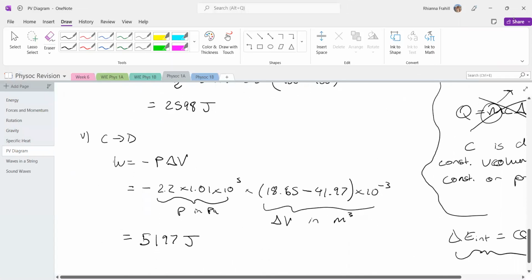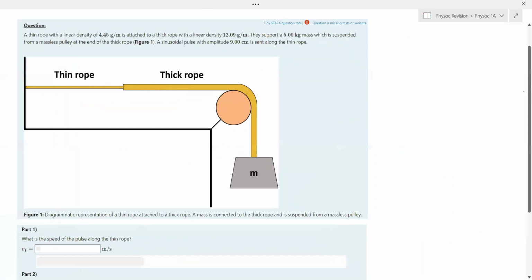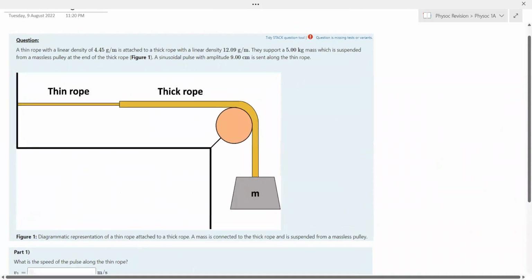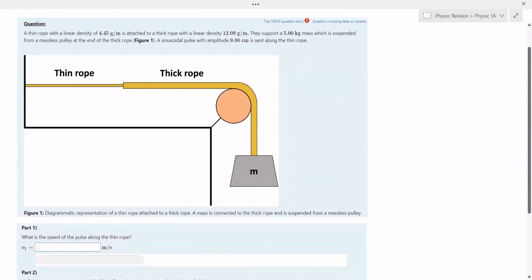All right, last 10 minutes of the session. Let's look at waves in a string, just because the sound question that I prepared was pretty easy.